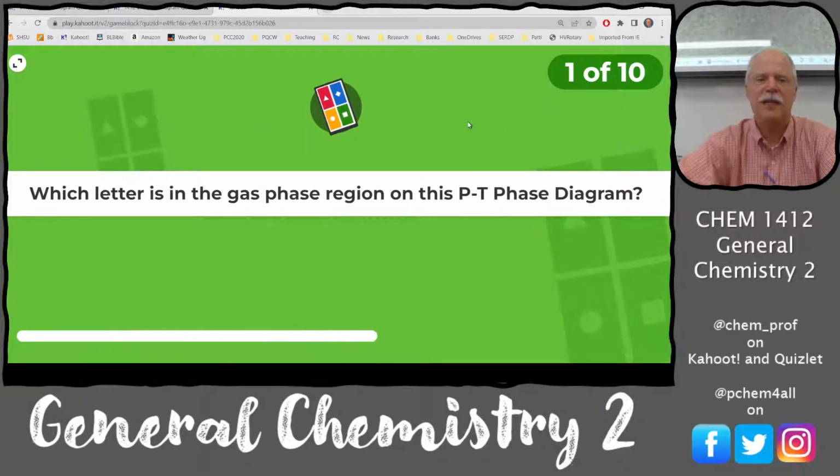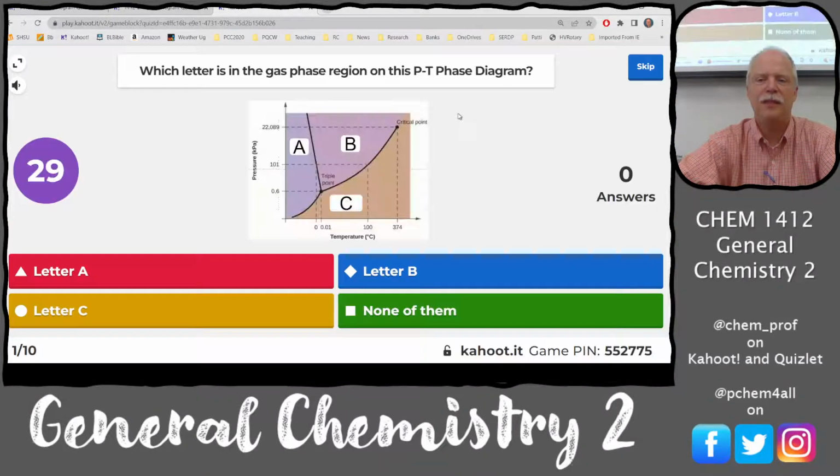Okay, which letter is in the gas phase region of this PT phase diagram? Can you see it? Oops. Game pin down here, if you get dropped out, is 552775.